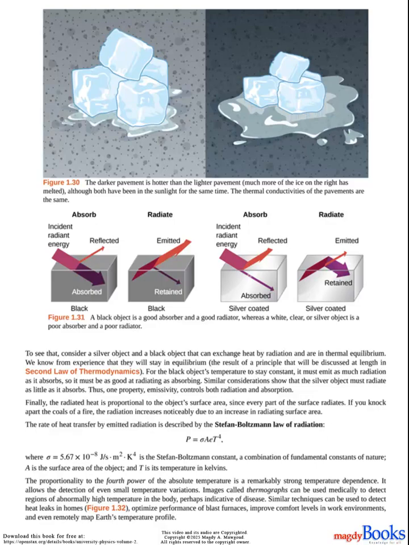P equals sigma A E T to the power of 4, where sigma equals 5.67 × 10^-8 J/(s·m²·K⁴) is the Stefan-Boltzmann constant, a combination of fundamental constants of nature. A is the surface area of the object, and T is its temperature in kelvins.